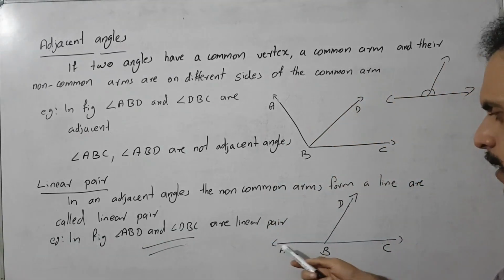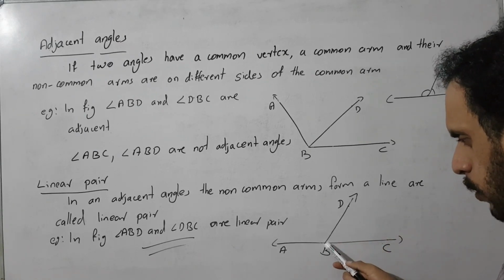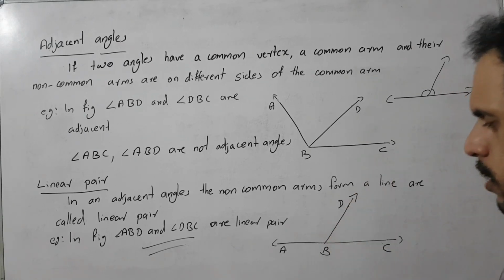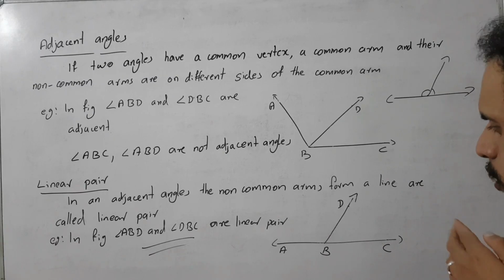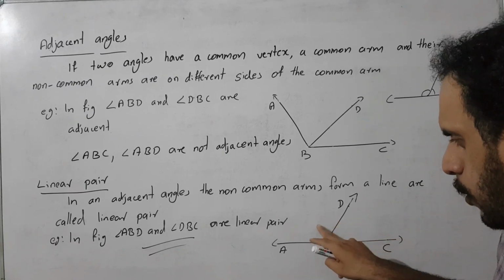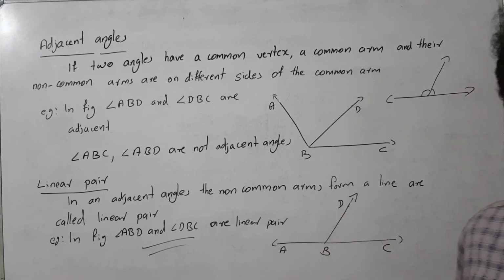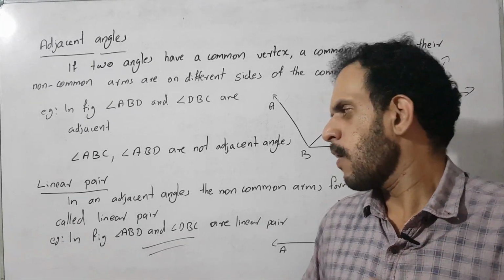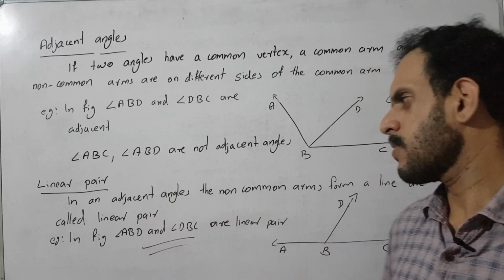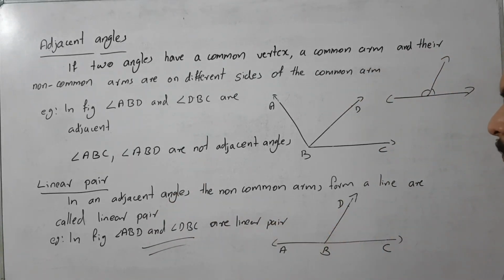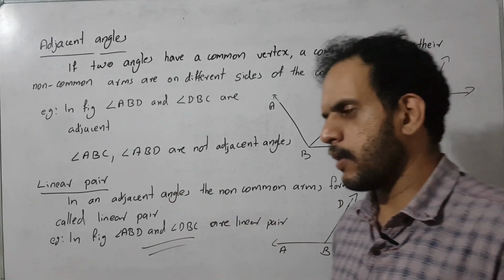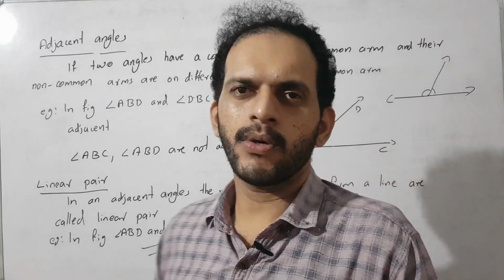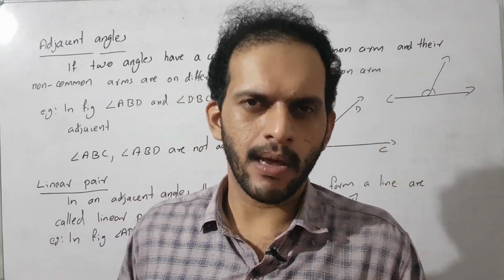ഓക്കെ, ഒരു ലൈനിലേക്ക് ഒരു റേ വന്ന് മുട്ടുമ്പോൾ, ഒരു ലൈനിൽ നിന്ന് ഒരു റേ ഒറിജിനേറ്റ് ചെയ്യുമ്പോൾ ആ റേയുടെ രണ്ട് ഭാഗത്തുമുള്ള ആംഗിൾസിനെയാണ് എന്ത് വിളിക്കുന്നത്? ലീനിയർ പെയർ. ഓക്കെ, ലീനിയർ പെയർ ഈസ് വെരി ഇമ്പോർട്ടൻറ്റ്. In adjacent angles, the non-common arms forming a line are called a linear pair. Okay, I think you got the idea about the adjacent angles and linear pair.